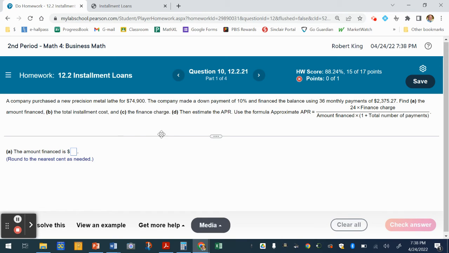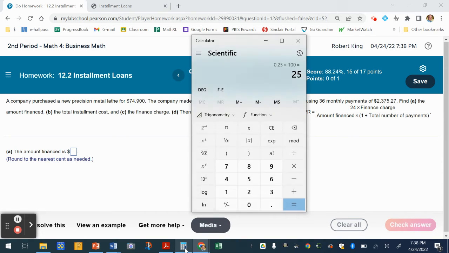So first, the amount financed. Well, if it costs $74,900, you're putting 10% down. Let's see what that number is.